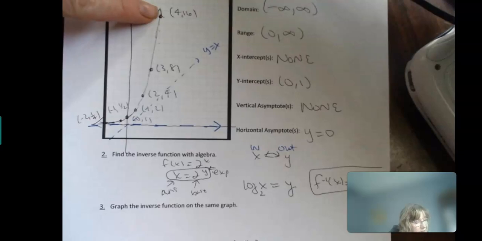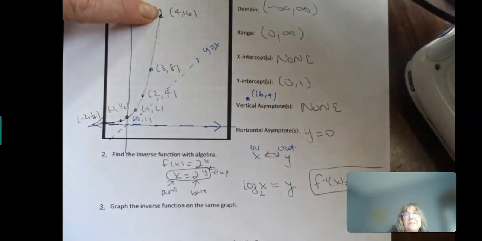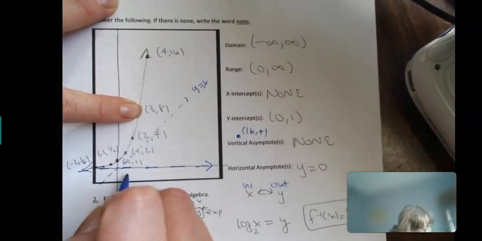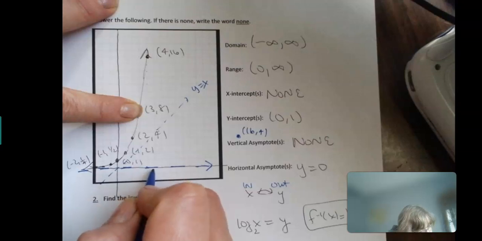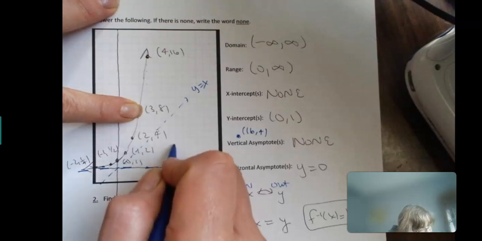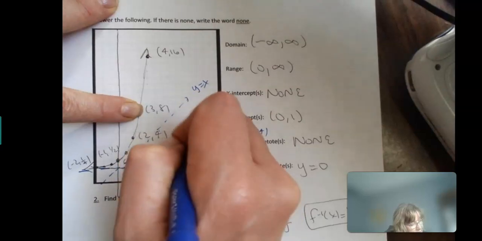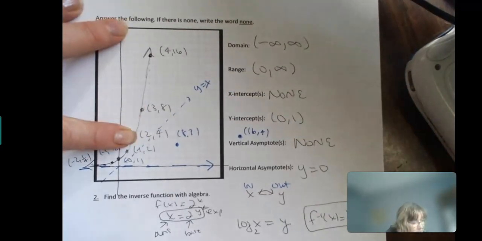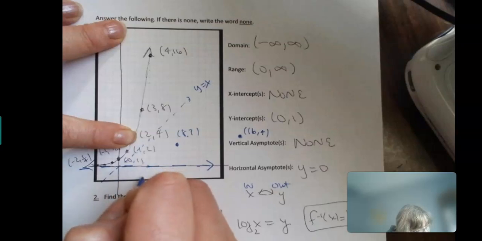So like there should be one at 16, 4. So if I go 1, 2, 3, 4, 5, 6, 7, 8, 9, 10, 11, 12, 13, 14, 15, 16. What is that? 1, 2, 3, 4. So at 16, 4, I should have a point. At 8, 3. So if I go over 1, 2, 3, 4, 5, 6, 7, 8, 1, 2, 3, I should have a point at 8, 3 because output and input are flipping. Here, this should be at 4, 2. 1, 2, 3, 4.